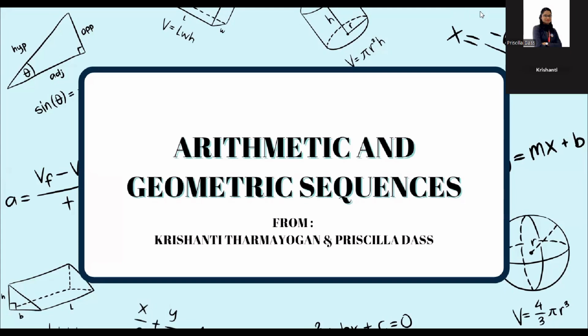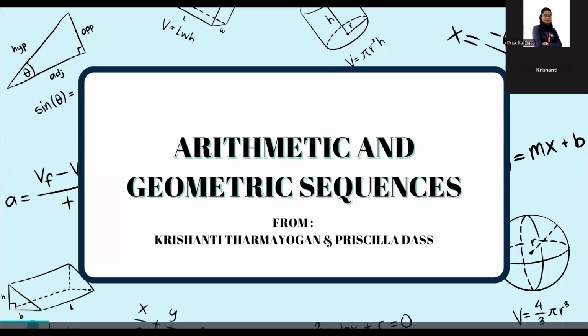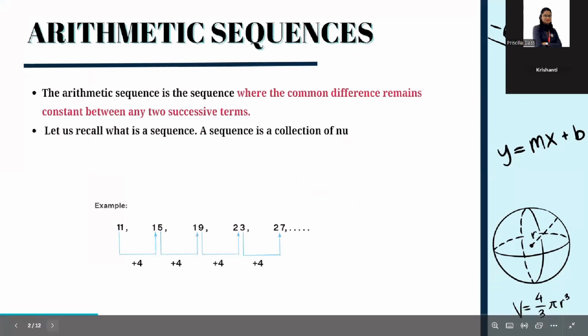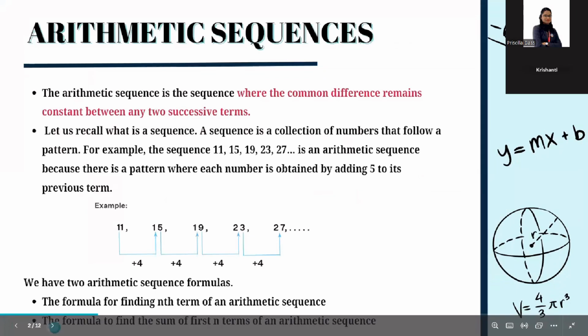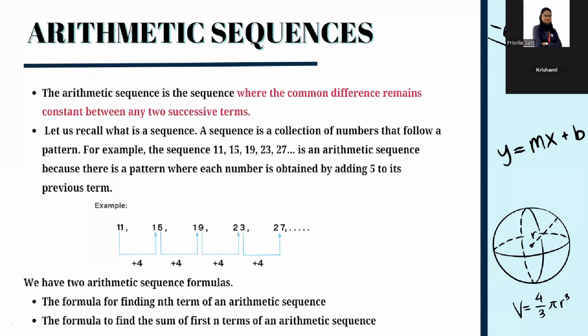Today we are going to present our topic, arithmetic and geometric sequences. So, what is an arithmetic sequence? An arithmetic sequence is a sequence where the common difference remains constant between any two successive terms. Let us recall what a sequence is. A sequence is a collection of numbers that follows a pattern.